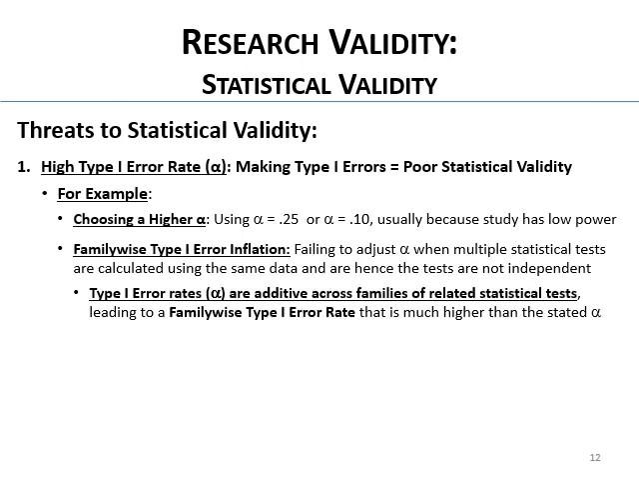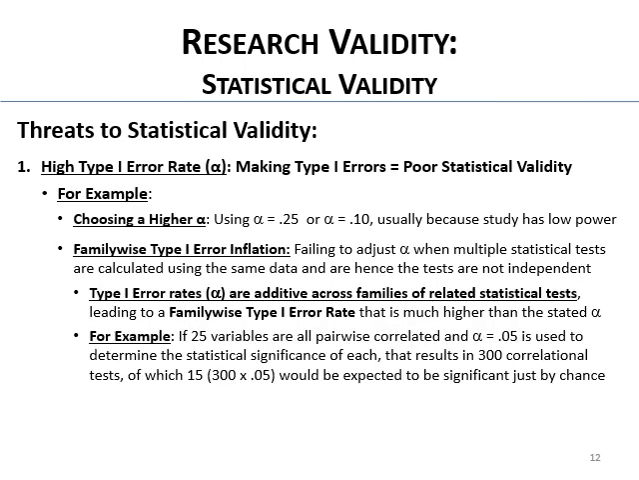So what am I talking about? It turns out type 1 error rates are additive across families of statistical tests, and that leads to a family-wise type 1 error rate when you sum them. That is much higher than what you think your alpha level is.